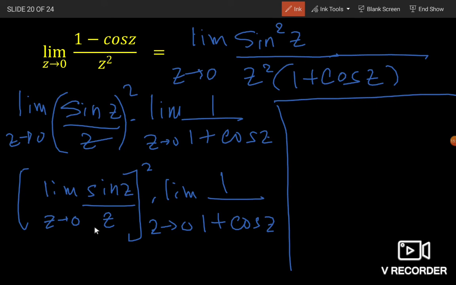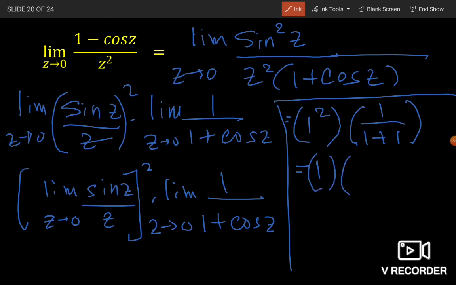So recall, the limit of sine z over z as z approaches 0 is simply equal to 1. You'll have 1 squared multiplied by the limit of 1 over 1 plus cosine z as z approaches 0. This is equal to 1 divided by 1 plus cosine of 0, which is 1. So you have 1 multiplied by 1 over 1 plus 1, which is 2. 1 times 1/2. So the final answer for this problem is 1/2.